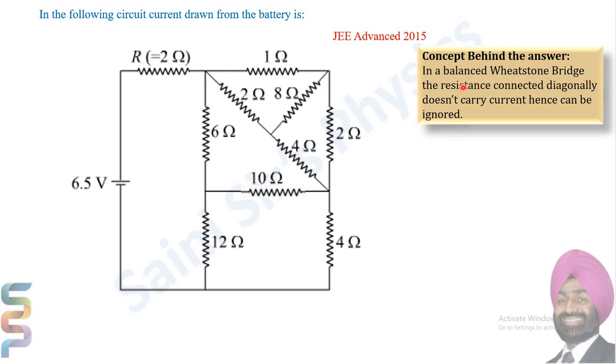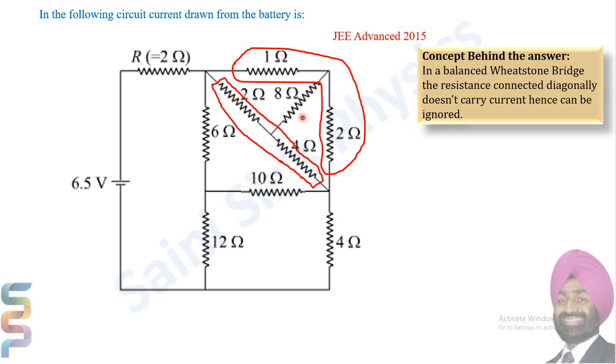When a Wheatstone bridge is balanced, the ratio of P to Q is the same as R to S. Here P is 1 ohm, Q is 2 ohm. P is to Q is the same as R is to S. Then the bridge is balanced and there is no current through the central arm. So this diagonal resistance doesn't carry any current, hence can be ignored. In this arm, 1 ohm to 2 ohm, the ratio is 1 to 2. In this arm, 2 to 4, the ratio is 1 to 2.